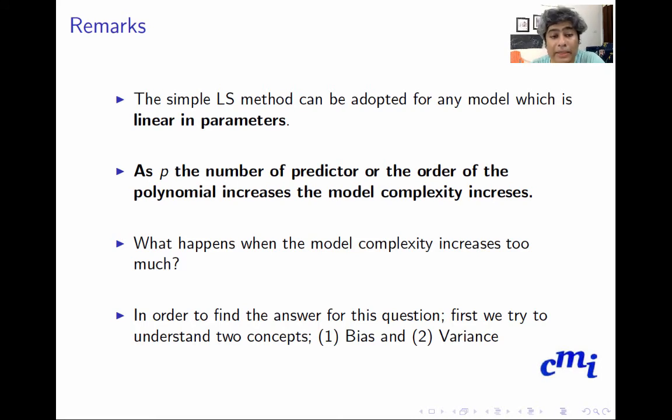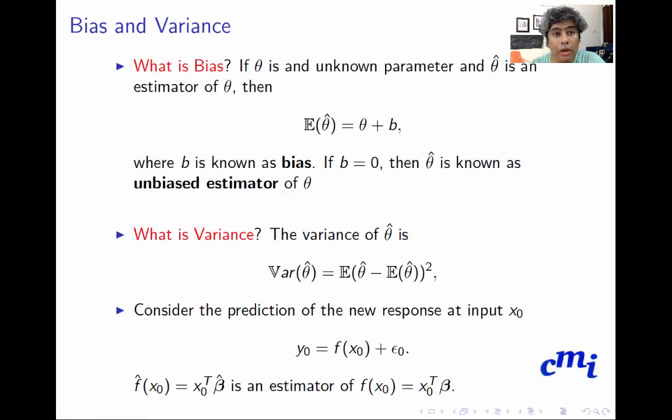What happens when the model complexity increases too much? In order to find the answer to this question, first we try to understand two concepts: bias and variance. Let us try to understand what is bias. If theta is an unknown parameter and theta hat is an estimator of theta, then expected value of theta hat equal to theta plus b. If you can show that, then b is known as the bias of theta hat. And if b is 0, then theta hat is known as an unbiased estimator of theta.